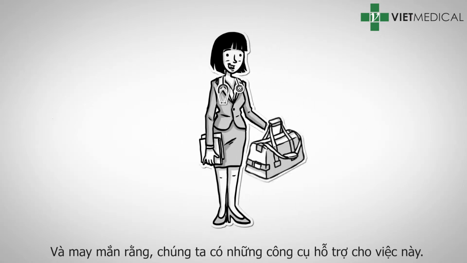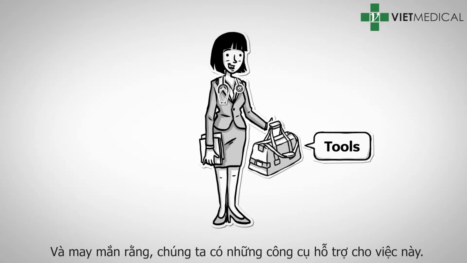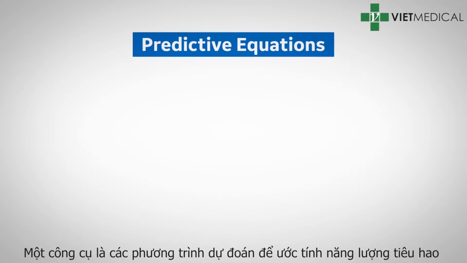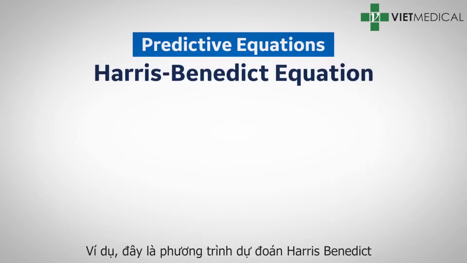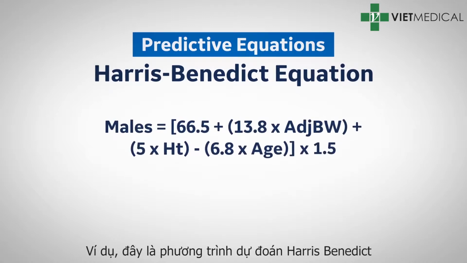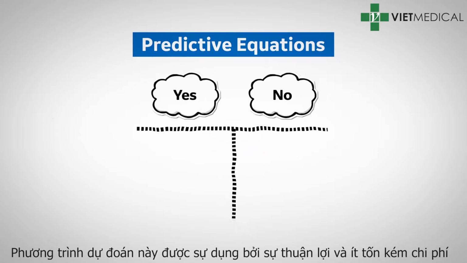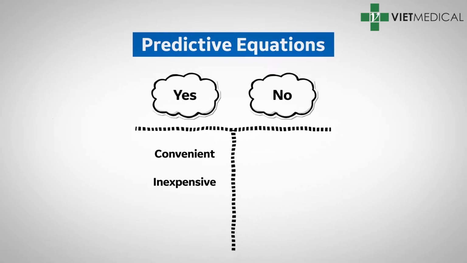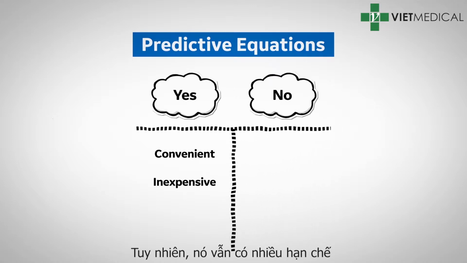And luckily, there are tools to help the dietitian do just this. One tool is predictive equations to estimate energy expenditure. As an example, this is the Harris-Benedict equation. Predictive equations are often used because they are convenient and inexpensive. Unfortunately, they have many drawbacks.